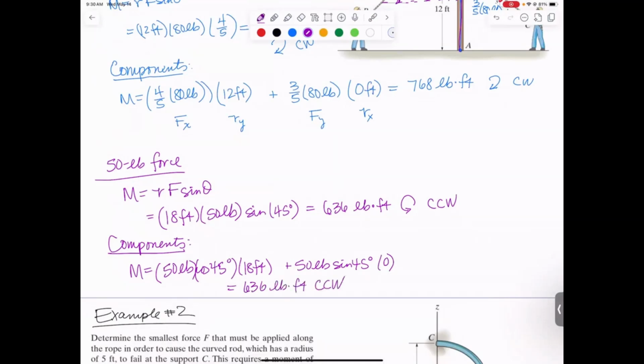And the question then asks us one more thing, which is which way will it rotate, clockwise or counterclockwise? Which one's bigger? That one is bigger. So your final answer there would be, it will rotate clockwise.